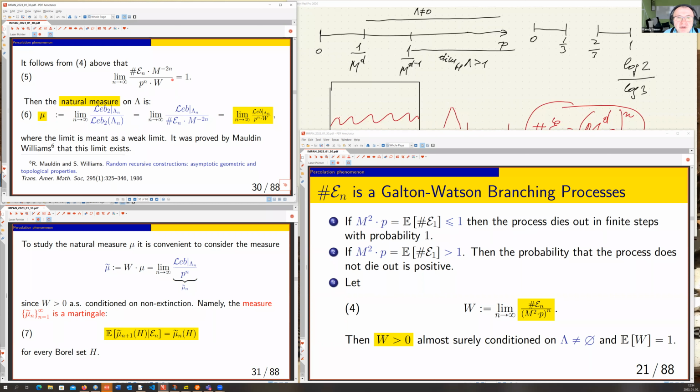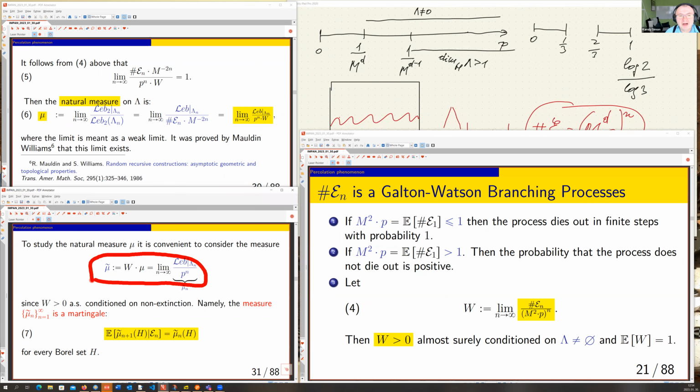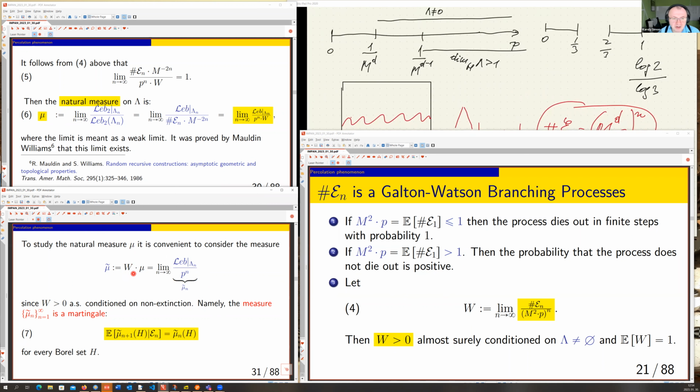If you put these two formulas together that I show now, then you get basically that the limit is the Lebesgue measure restricted to the nth approximation divided by p to the n times W, and this is W. Because W is positive, you can multiply with W, and then you come to this line that I show you now. This is mu tilde, which is almost the natural measure, just multiplied by a positive random variable. Now, the huge advantage of mu tilde is that it is a martingale.